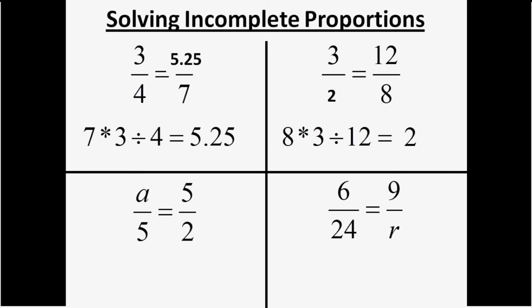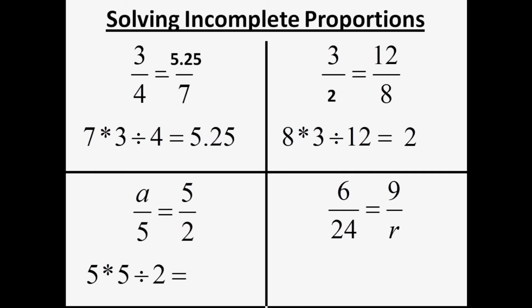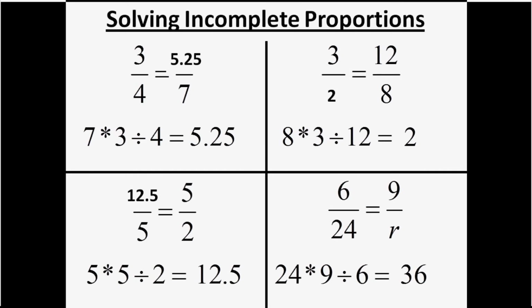For the next problem, the bottom left problem, we would do 5 times 5 divided by 2, and we would end up getting 12 and a half, 12 and 5/10. So that would be your missing number. The next problem, you would multiply 24 times 9 and divide by 6. And you would end up getting 36. So R would work out to 36. That's how we solve incomplete proportions.